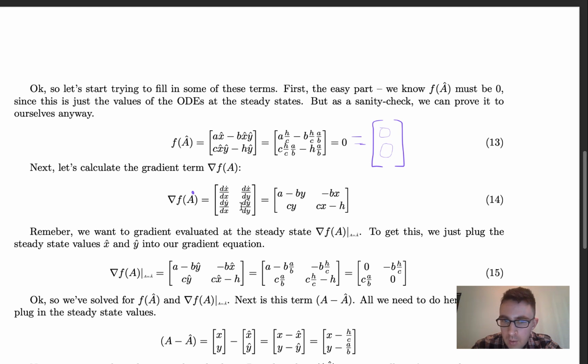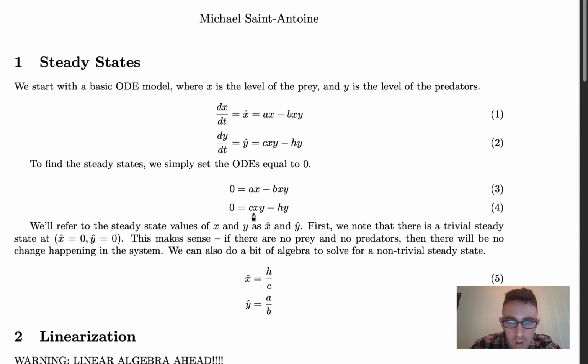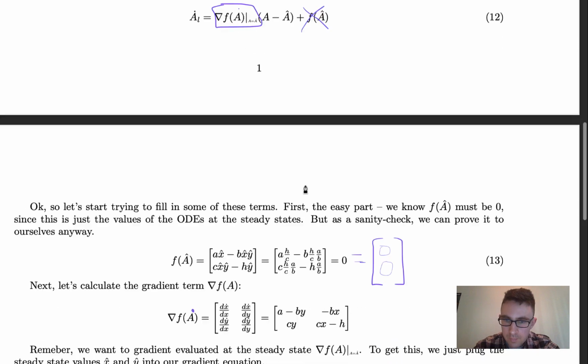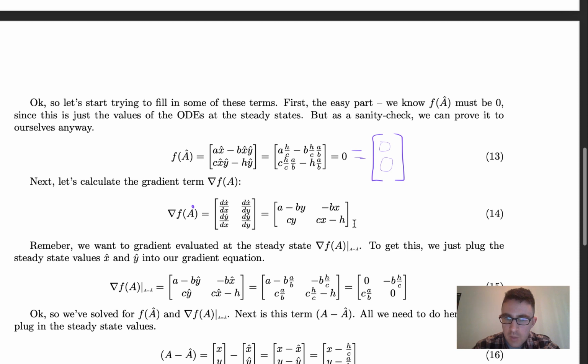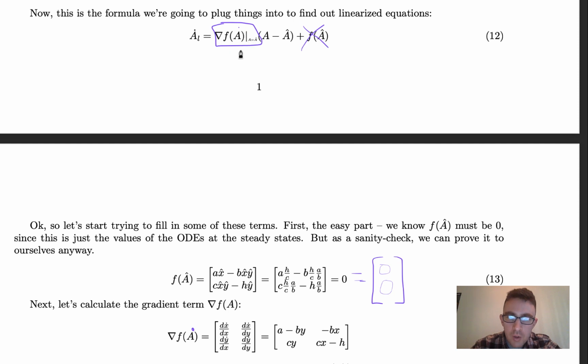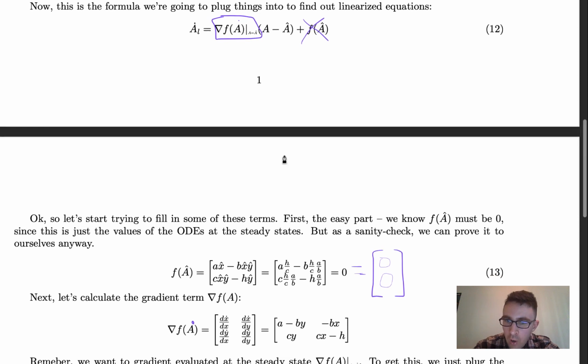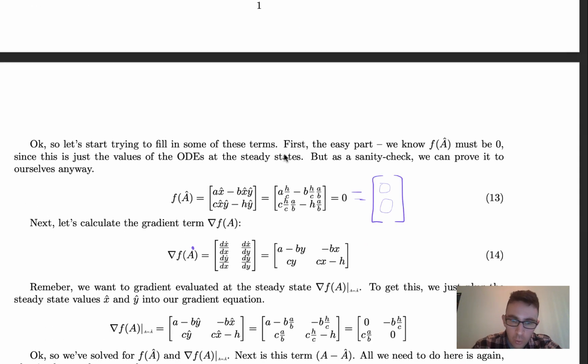And then for the last one, the derivative of y dot with respect to y, we take the derivative of this equation with respect to y. This should be cx minus h. Okay, so at this point we've solved for the gradient, but we don't just want the gradient, we want the gradient evaluated at our equilibrium point. So we need to plug in our x hat and y hat for our equilibrium point.